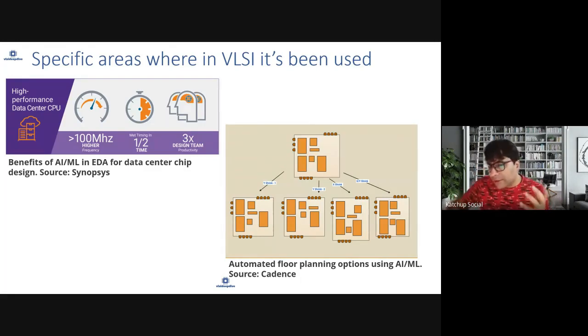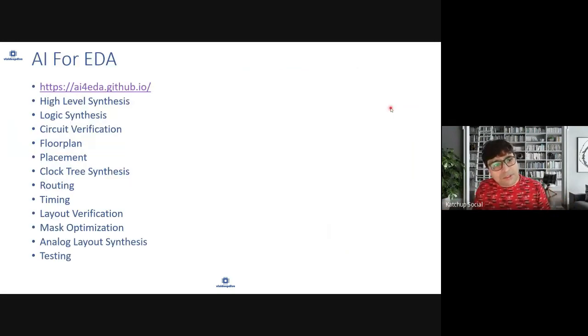So what is automated floor planning option? When you're doing floor planning and placement, there are multiple options available, and AI can help you decide which is a better option for this kind of design. That is what Cadence uses to do automatic floor planning options. So these are part of EDA software and help improve designer productivity. Let's see some more examples.